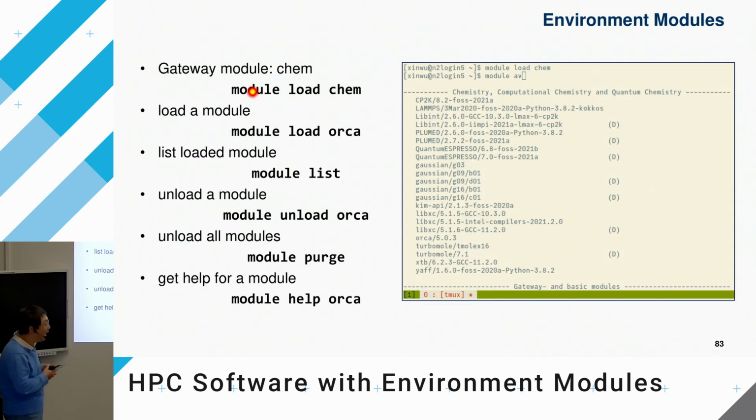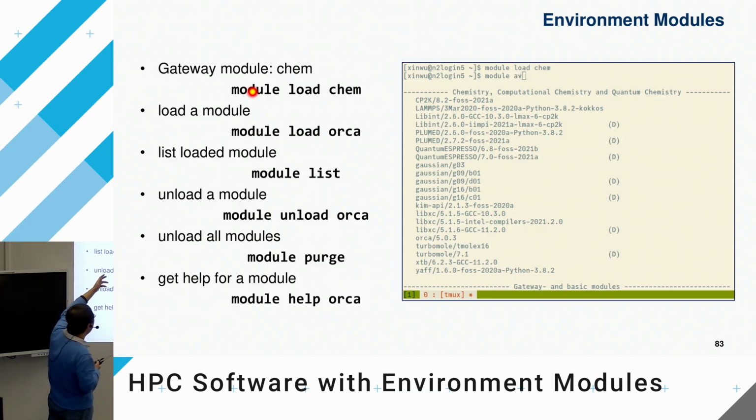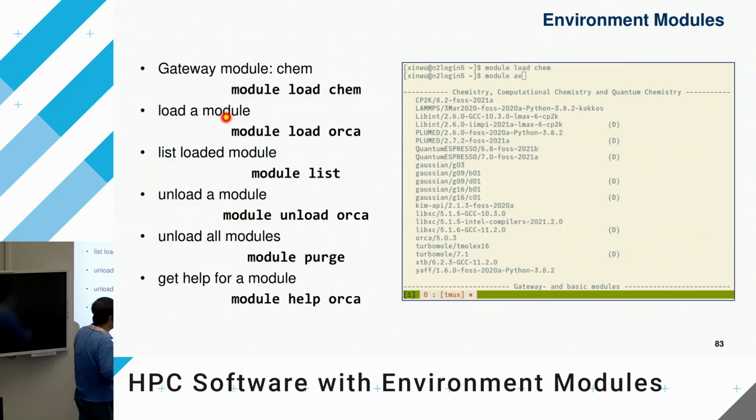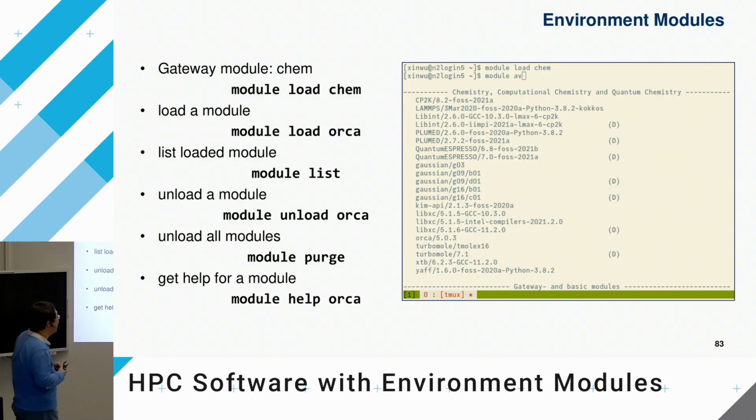For example, by study, I'm a chemist. So I would like to use a module in the chemistry gateway, and then I can use module load chem. After loading the chemistry gateway, as you can see, the list is much cleaner, right? If you then use module av, you will see only the chemistry-related software packages.